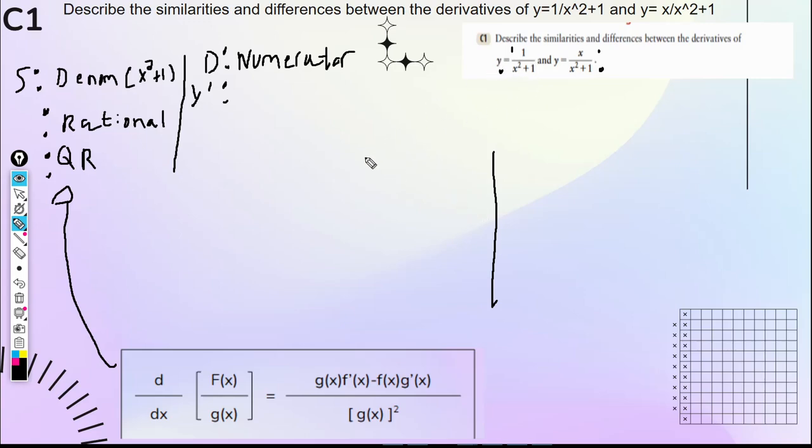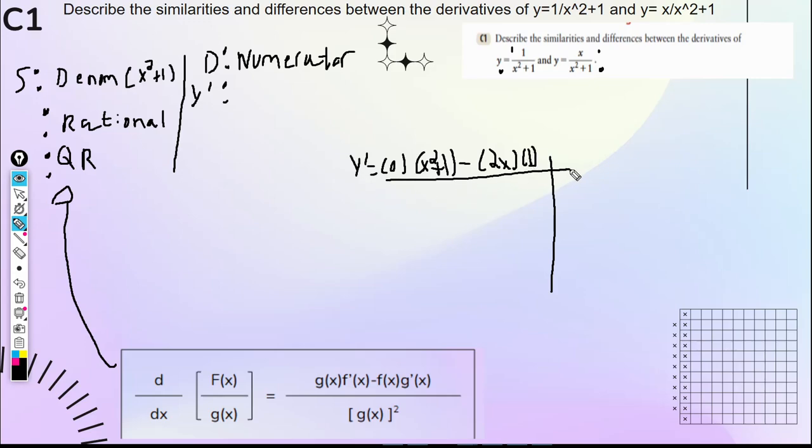So for this one, we'll do y derivative equals, let's make the line a little bit right here, 0 times x squared plus 1 minus 2x times 1. So everything's going to be timed by 0 here, so there's going to be minus 2x. Oh, I forgot to put x squared plus 1 derivative. Okay, so this is going to equal negative 2x over x squared plus 1 squared.